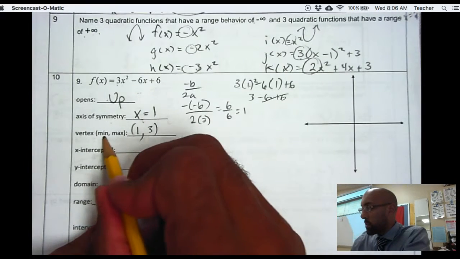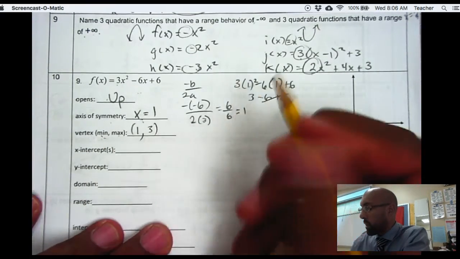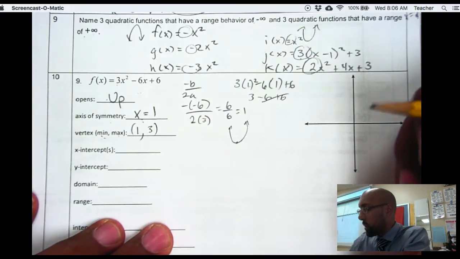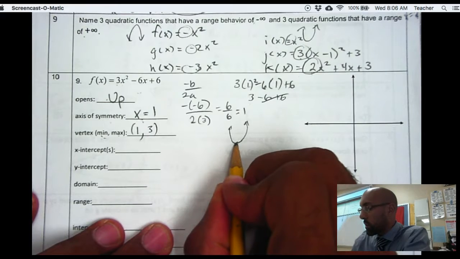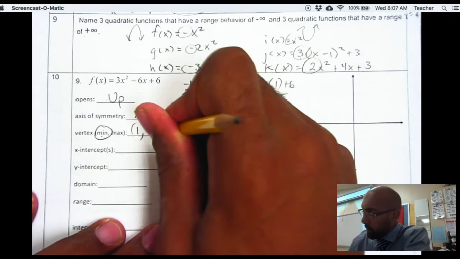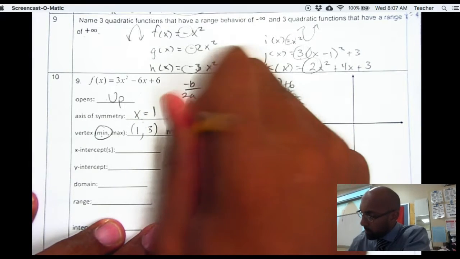Now we also want to know about the min and the max. Again, this is a graph that goes up, so that means we'll have a min, and remember the y value tells us the min at this point, and the y value is 3. So we'll say min equals 3.